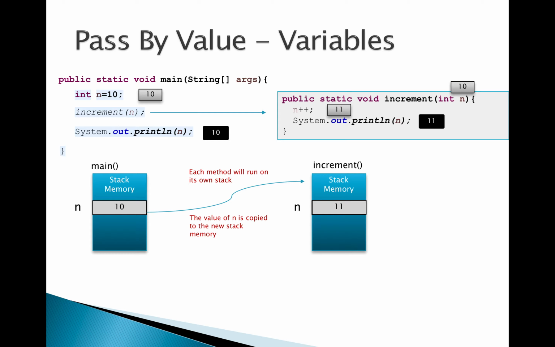That is what we call pass by value. We are just copying the value and giving it to another method, and whatever changes you make to that n value in that method will not reflect back in the main method.